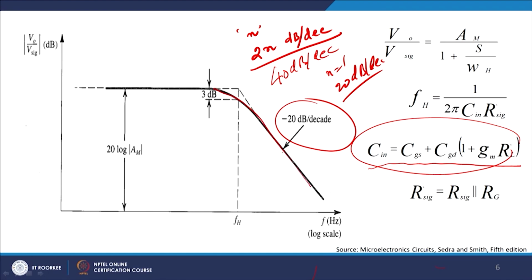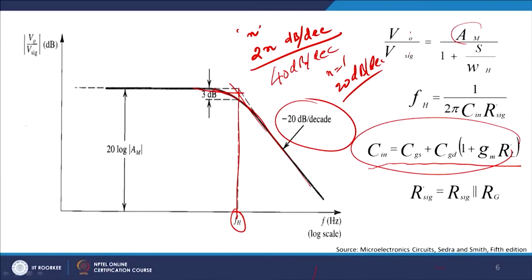You backtrack this one on the back side and you backtrack this one. The cut is basically your FH, which is your high band design. As I discussed earlier, V0 by Vsig will be given as AM upon 1 plus S by omega h, and omega h is given by this formula, FH equals 1 by 2 pi Cin into Rsig, where Rsig is the source resistance, and Cin is written as CGS plus CGD into 1 plus GM into RL.